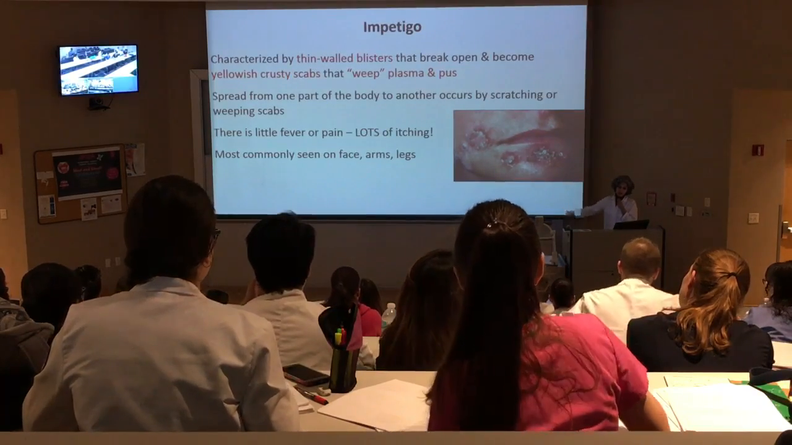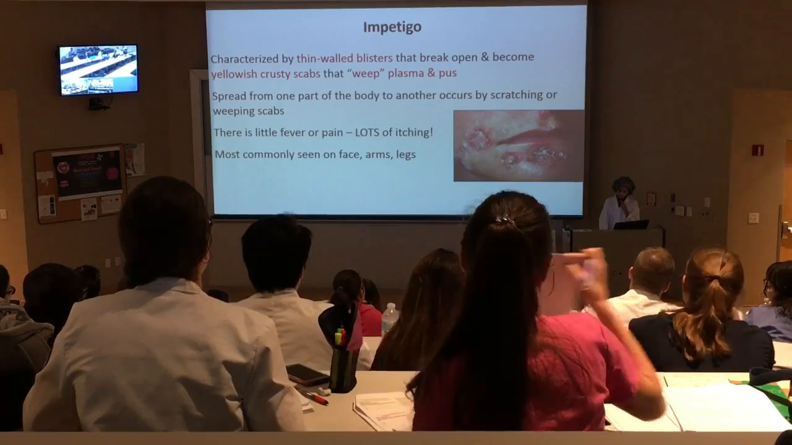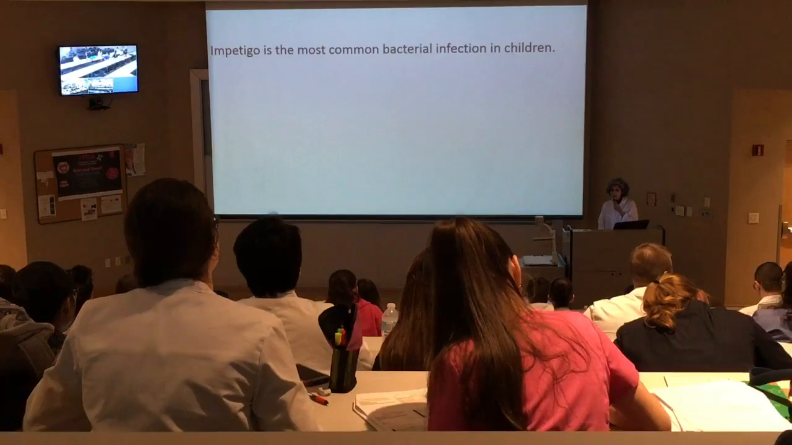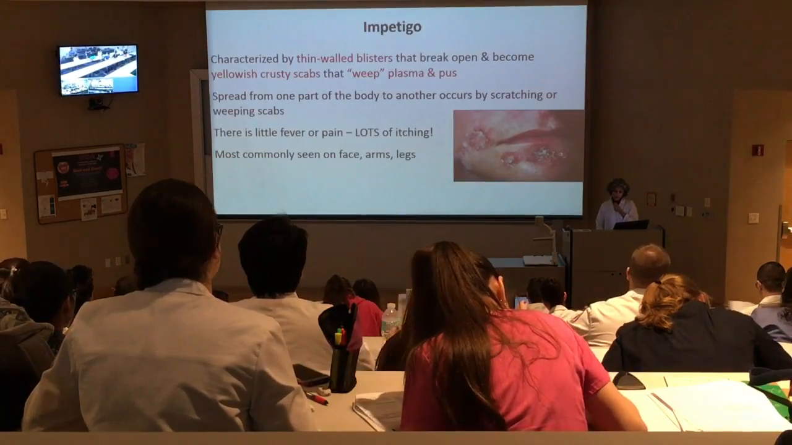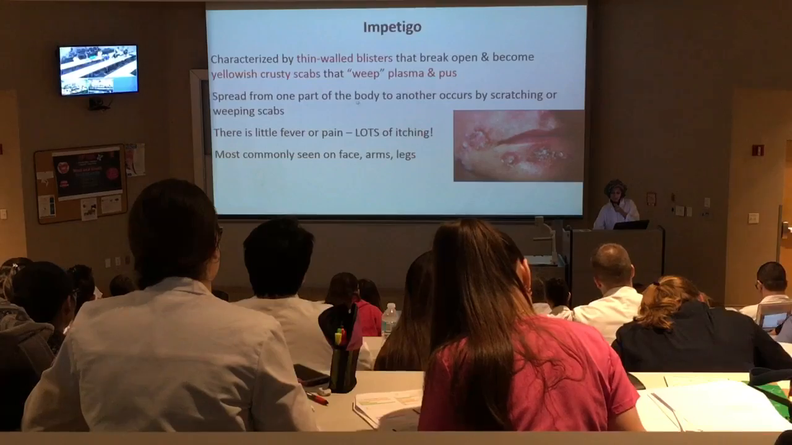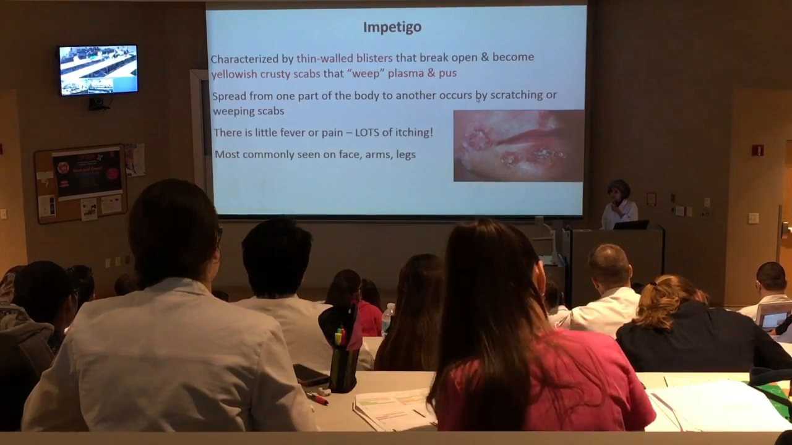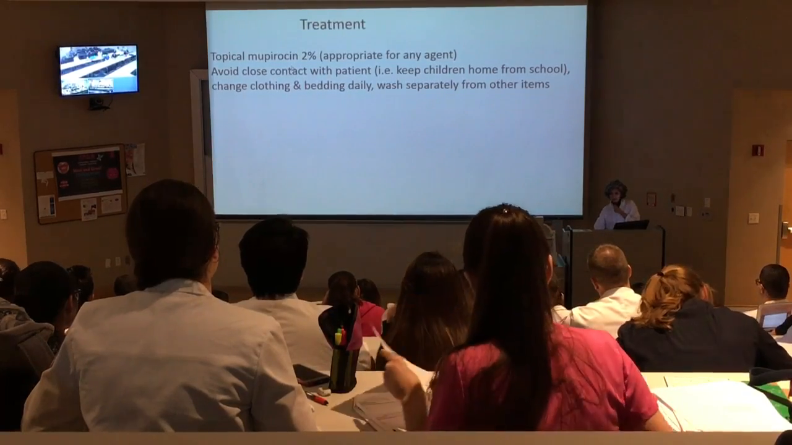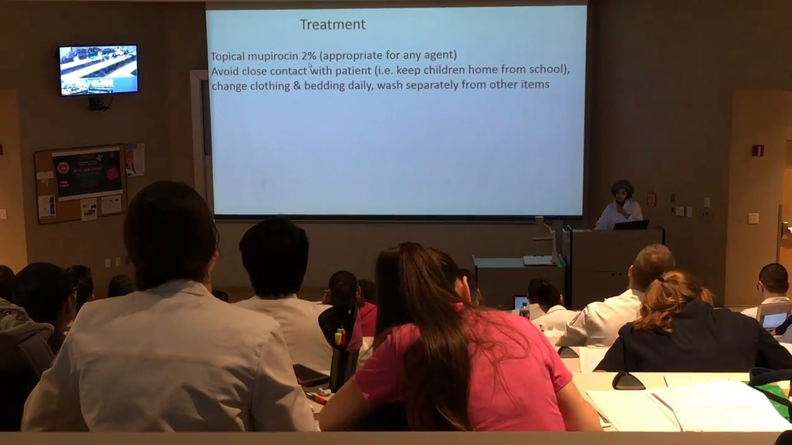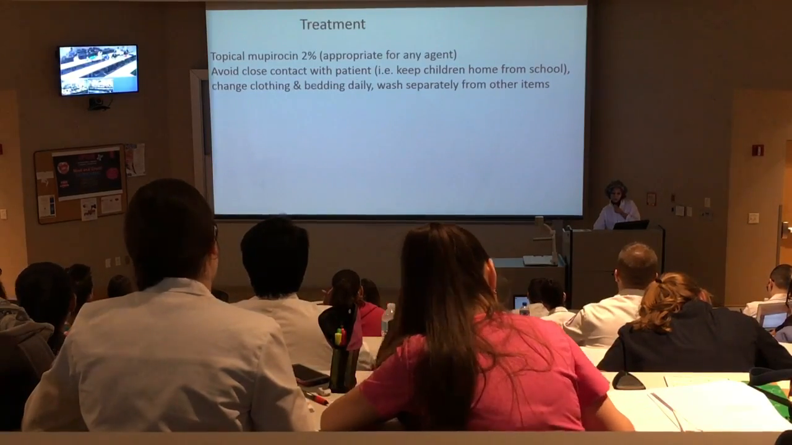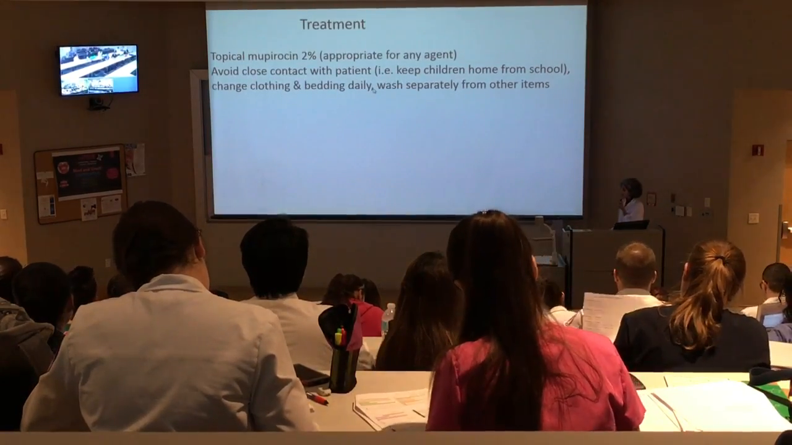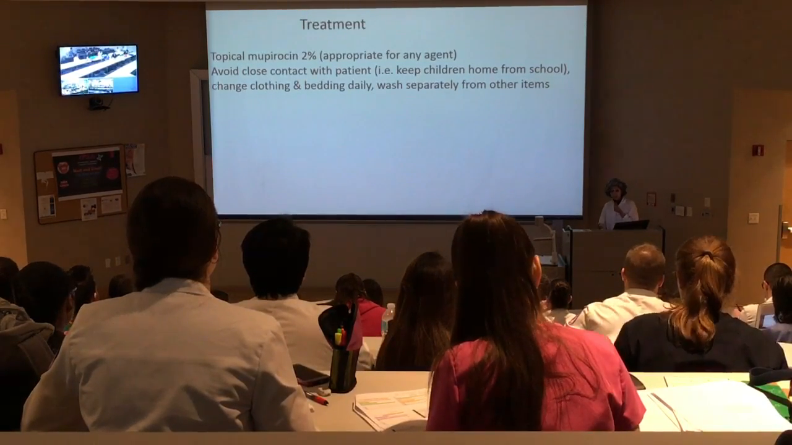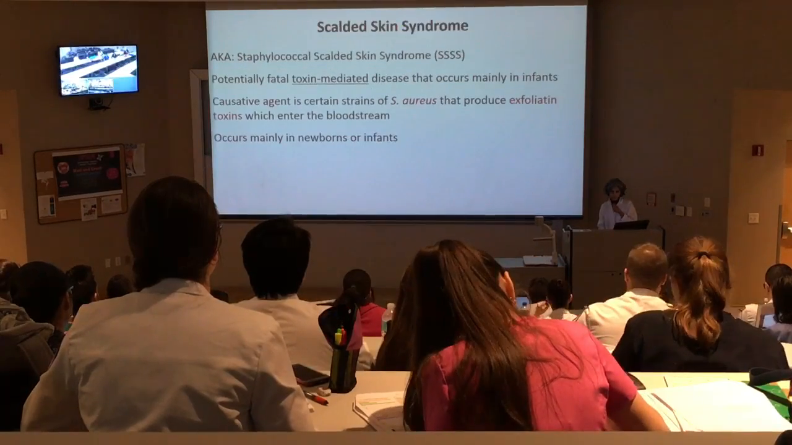We'll talk about a few of the infections today. What do you know about impetigo? Which organism is it? Very good. What else do you know? It's the most common bacterial infection in children, and it spreads easily from one part of the body to another, so it is contagious. What is the treatment? Mupirocin, 2%. It's a topical treatment. Avoid close contact with the patient, change clothing and bedding, and wash them separately from other items. Typically, the children are kept home from school because it is a highly contagious infection.